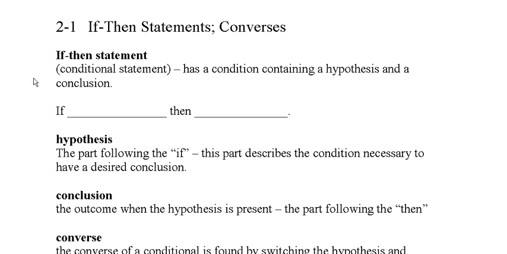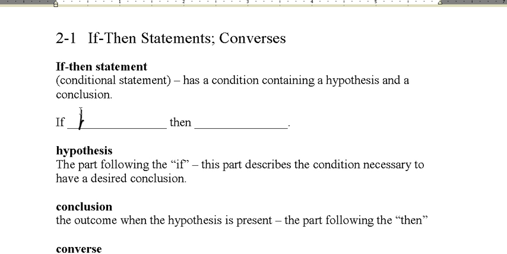We're going to be talking here about section 2.1, if-then statements and converses. An if-then statement, or conditional, is simply a statement that has a hypothesis and a conclusion, meaning we have some condition we're looking to see if it's true, and then we're making a conclusion based on that condition. So when we do these, we have if and a hypothesis, and we have then a conclusion. The hypothesis is whatever follows the if, and that describes the condition necessary we're looking for. The conclusion is the outcome that happens when that hypothesis is present.